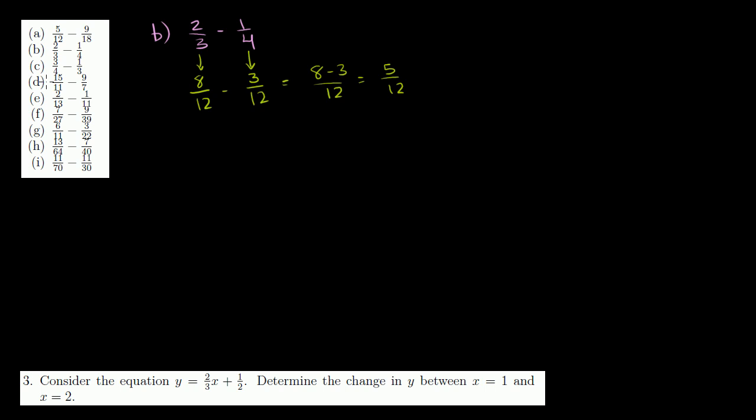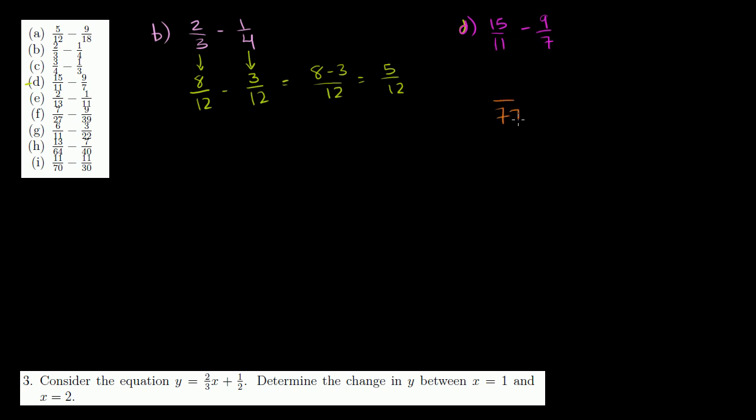Let's do D. D, let me do a different color. D, 15 over 11. 15 elevenths minus 9 sevenths. Let's get a common denominator. Let's see, between 11 and 7, I think 77 is going to be the first number you're going to find that is divisible by both. You just multiply the two.